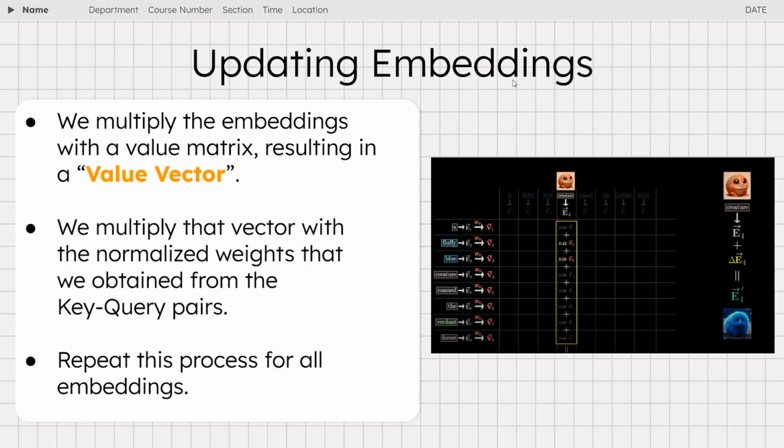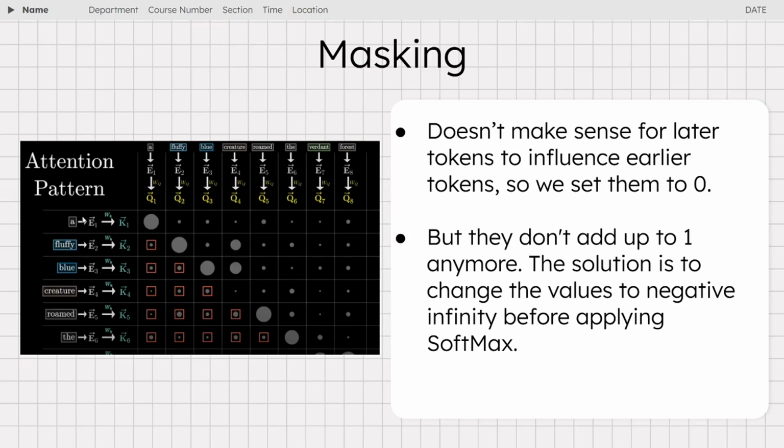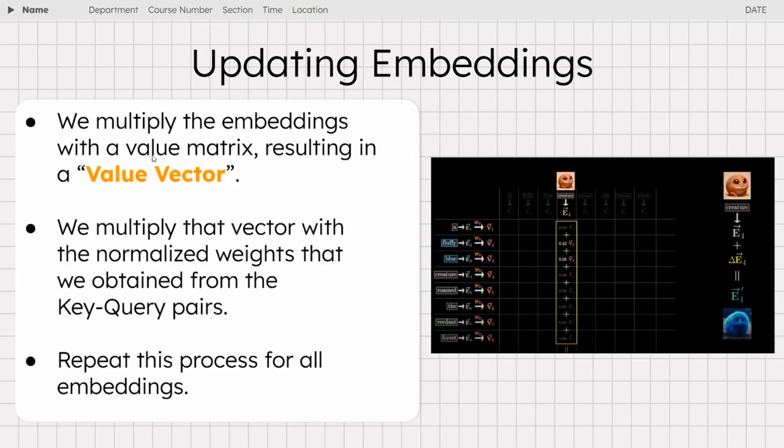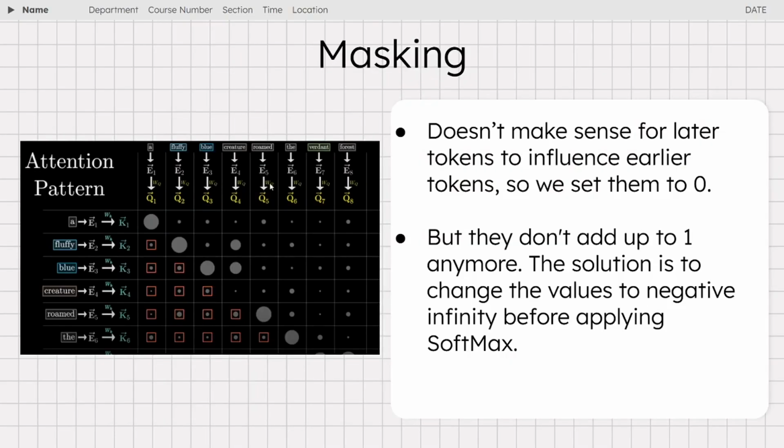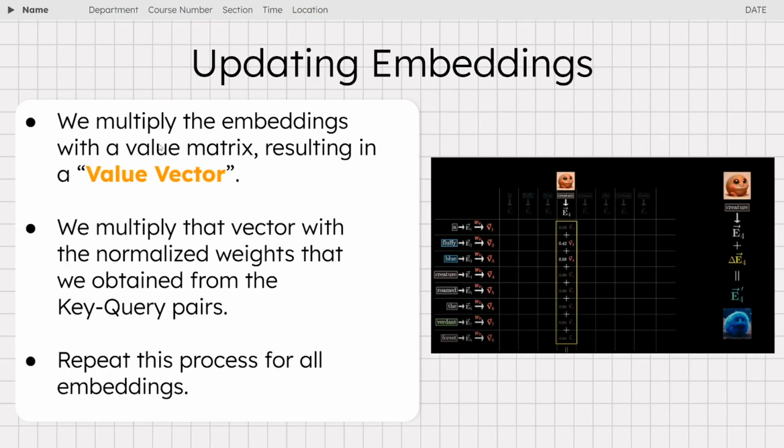So how do we update embeddings? Well, we multiply the original embeddings, just the embeddings, we don't see the other vectors, with a third matrix. That third matrix is called a value matrix, and we get a value vector. So we multiply with a query matrix to get a query vector, we multiply with a key matrix to get a key vector, and now we multiply with a value matrix to get a value vector, as you can see here.